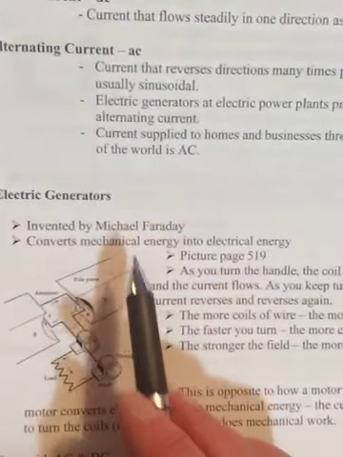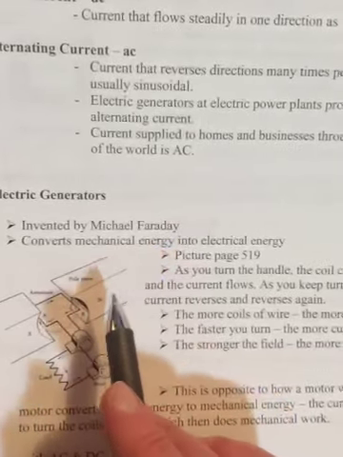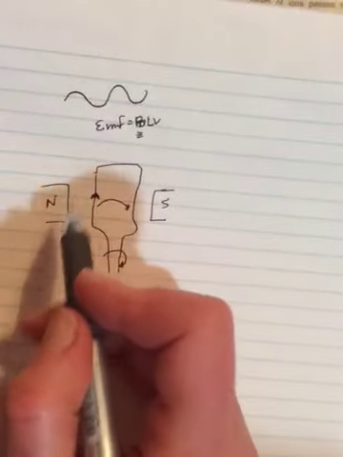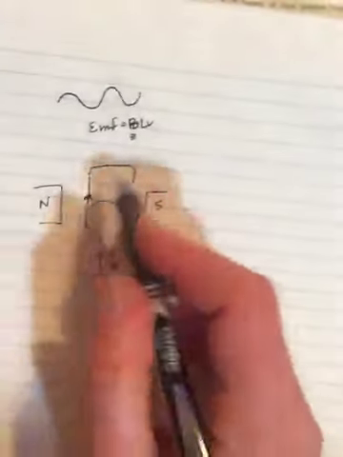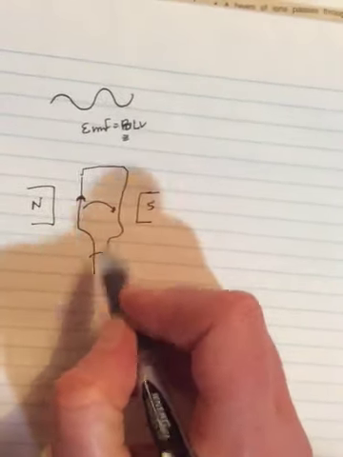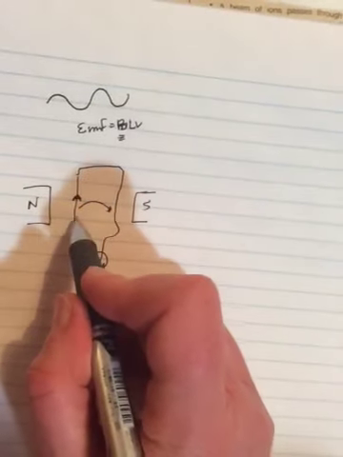And all a generator does is it takes mechanical energy and turns it into electrical energy. Okay? And so there is a picture in your textbook if you want to look on page 519. But really what it is, you have two magnets, a north and a south pole. You have this loop of wire that's placed between them, okay? And then I'm going to turn the wire. So I'm going to take this edge and I'm going to turn it up around.